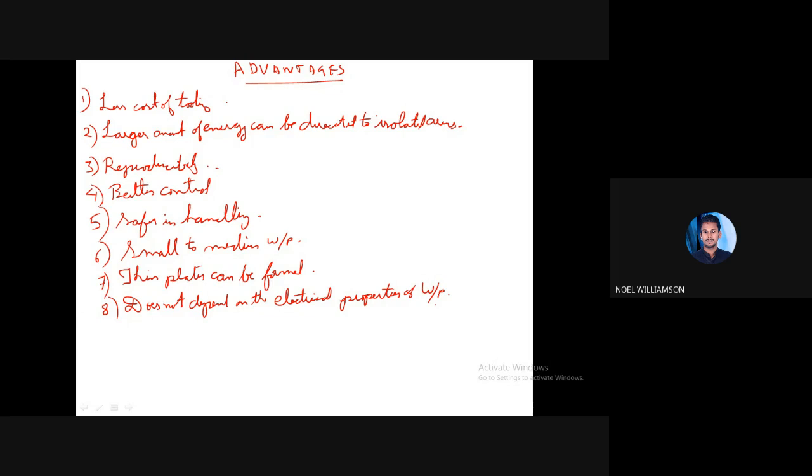So these are about the advantages. Now, similarly, there are certain disadvantages also. So the disadvantages.